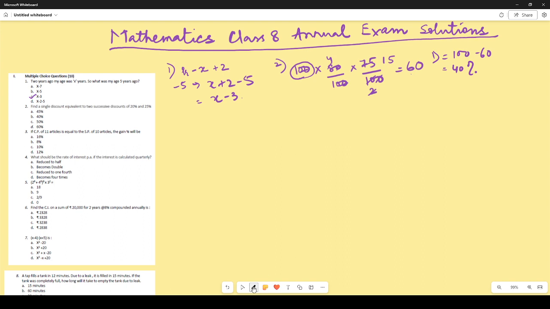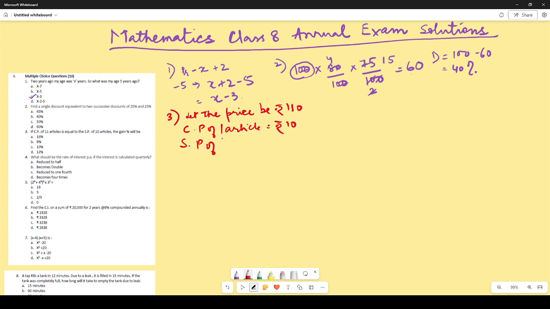Now let us check out the next question, which is question number 3. If CP of 11 articles is equal to SP of 10 articles, the gain percent will be what? Now, I have told you earlier that those who find the x method confusing, you can simply find the LCM of 11 and 10 and say let the price be rupees 110. So this means CP of one article is equal to rupees 10 and SP of one article will be equal to rupees 11. So now you see SP is more than CP, so we have gain equal to rupees 1.